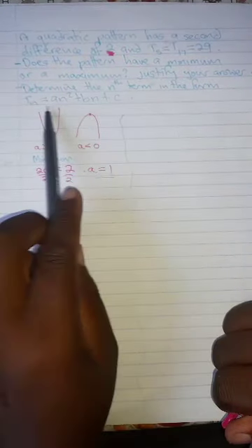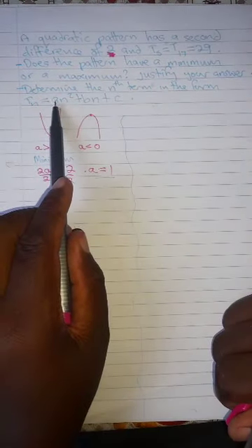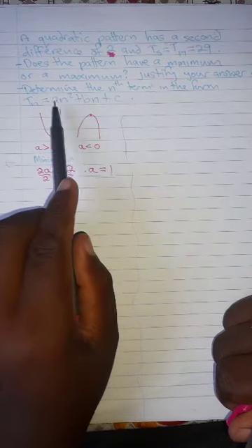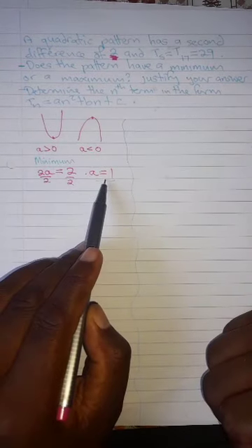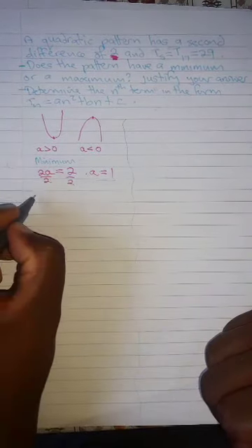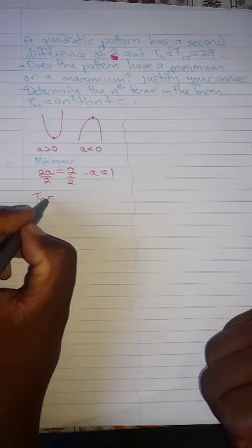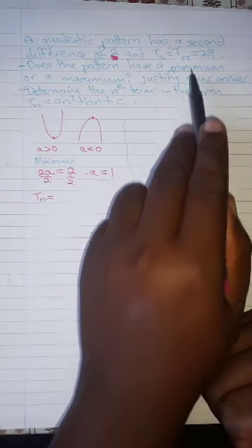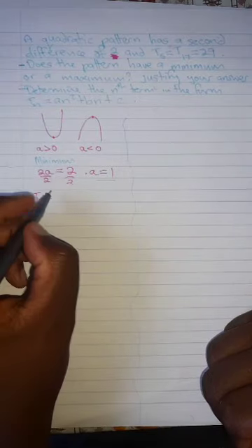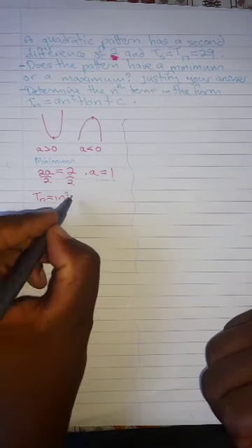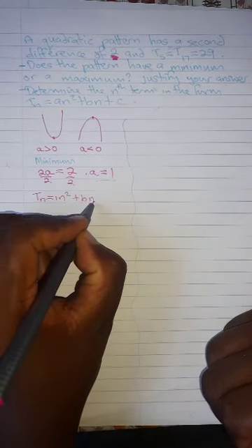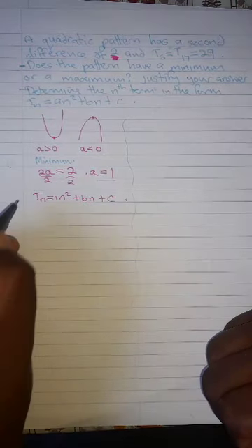Then the second question: we need to determine the nth term in the form n squared plus bn plus c. To do that, we need to get the value of a, the value of b, and the value of c. We already have the value of a, that is 1. So we can say Tn is equal to 1n squared plus bn plus c, right?